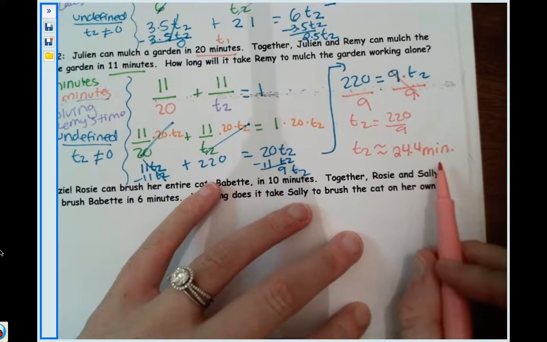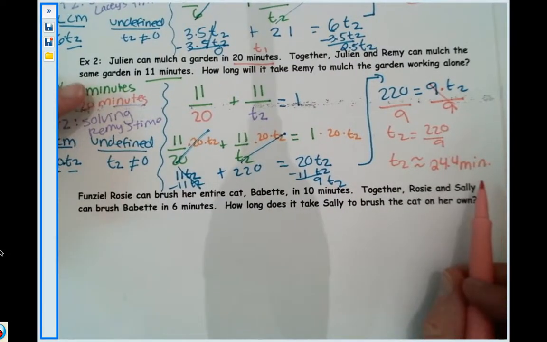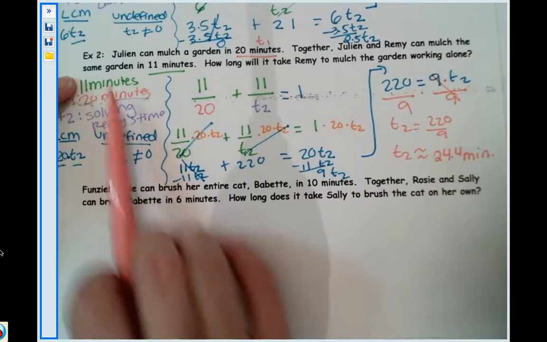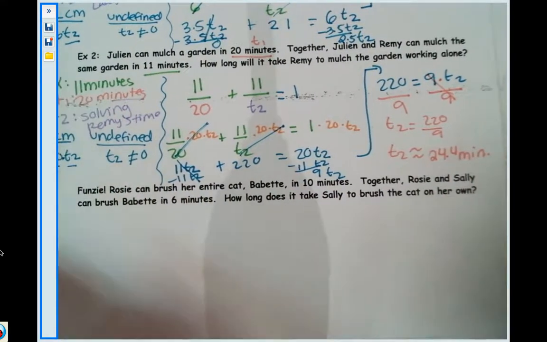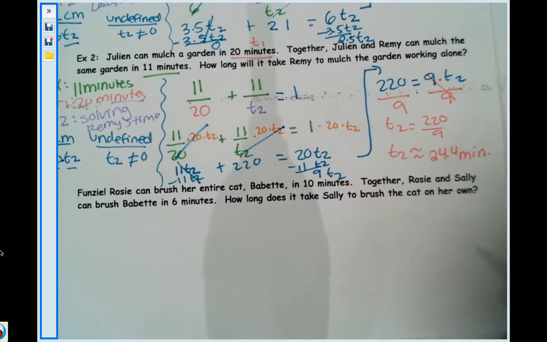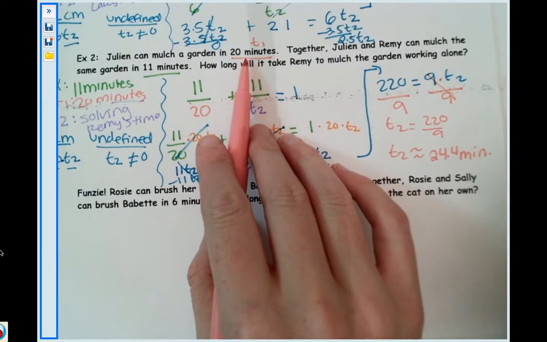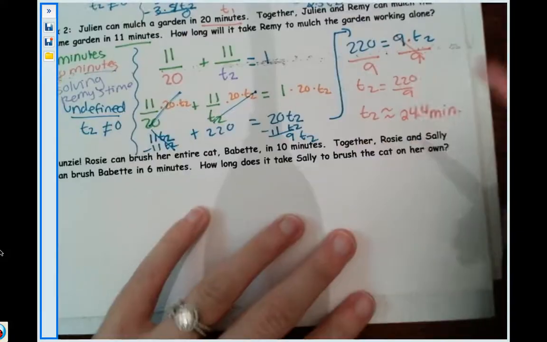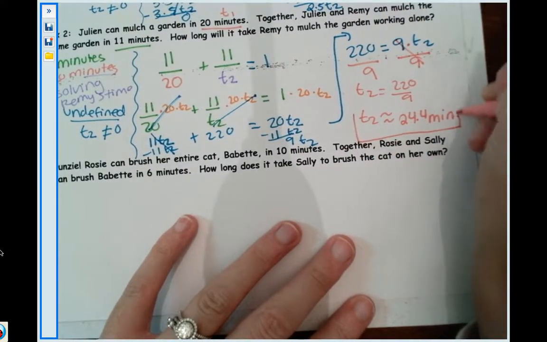And remember, you guys, we need to include our units or our answer is gross and disgusting and naked, and I don't want to see it. So our units are in minutes, so that is what we include in our answer. And so that is how long it takes Remy to mulch the garden on their own. Okay, this person takes longer than Julian. Holy hot dog. Both of our people took longer. They need to get together, man.